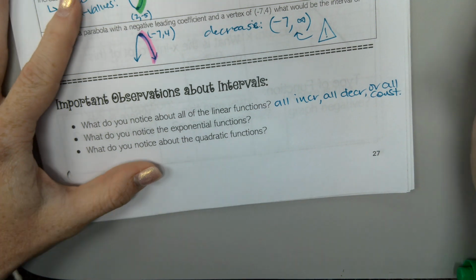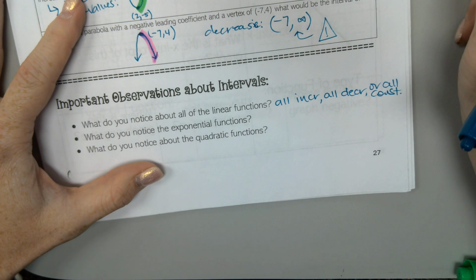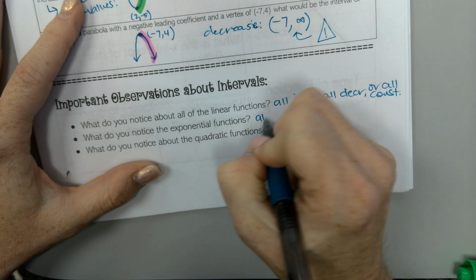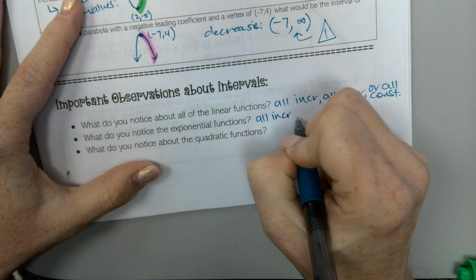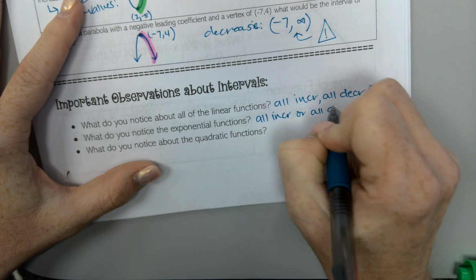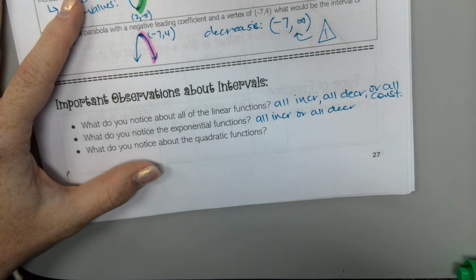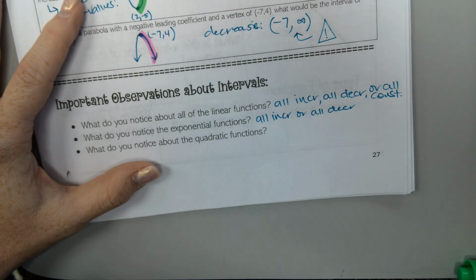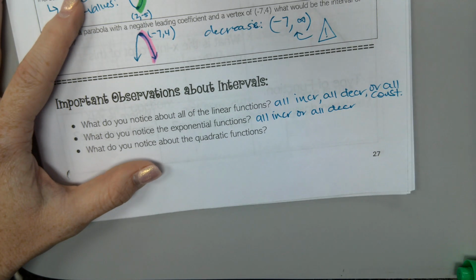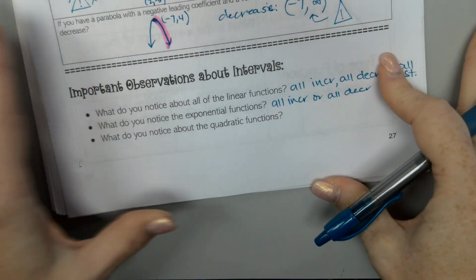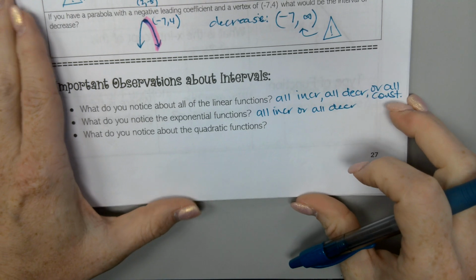What do you notice about exponential functions' intervals? Exponentials are exponential growth or exponential decay. They are either all increasing or all decreasing. Will you ever have a constant interval on an exponential? No. Unless it's just that asymptote, but we're not really, we're just pretending that's our imaginary friend. Okay? All right. What about quadratic functions?